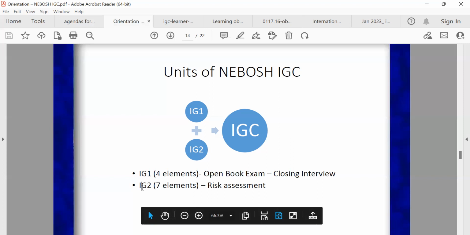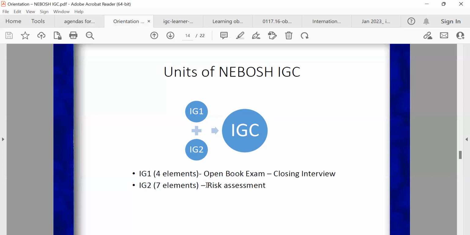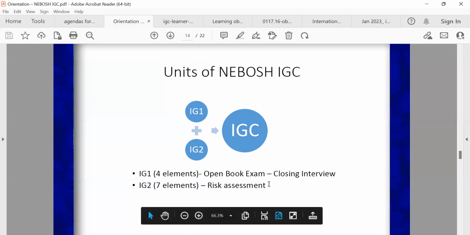So moving on, regarding IG2, there are 7 elements and it's a practical assessment. You need to carry out a risk assessment in a real workplace. Based on your work, you need to complete a risk assessment report in a given standard form. Then you need to submit it before NEBOSH.